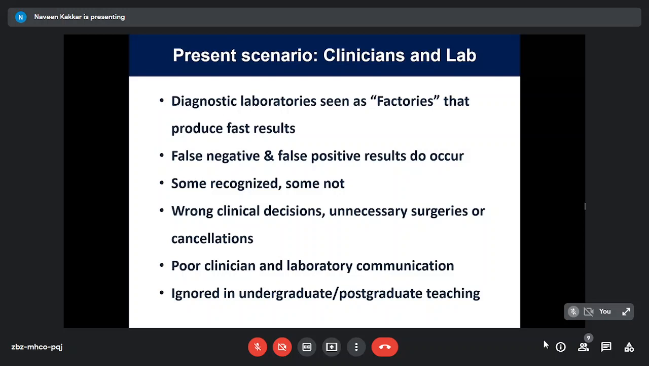We know as a baseline, even in this world of increasing communication, there is poor clinician and laboratory communication. There are very few centers where there's a good rapport between the clinician and the laboratories in general. And this topic of artifacts is ignored in undergraduate and postgraduate teaching. And it's almost like this has to be part of the curriculum in a way, the way we are going with automation.